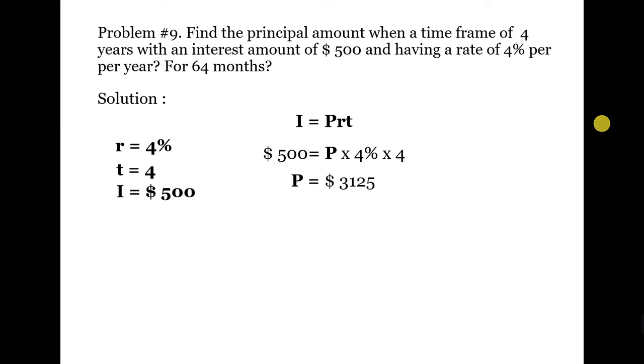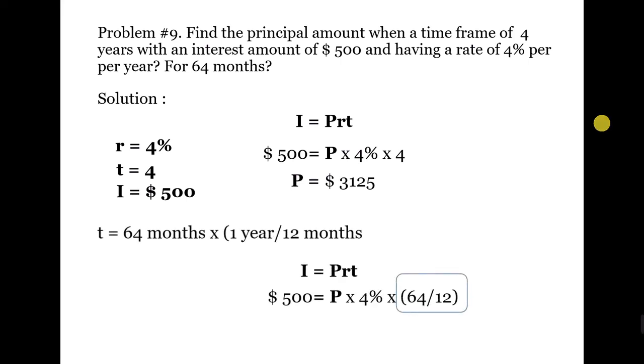$3,125. Now for the 64 months, we will also use the same procedure, but the time frame in terms of months will be converted into the year. Then simply substitute the formula, and the result of the principal amount of 64 months is equal to $2,343.75.